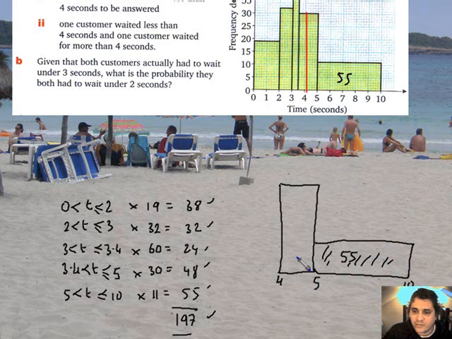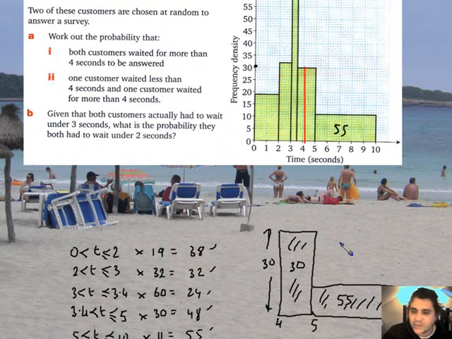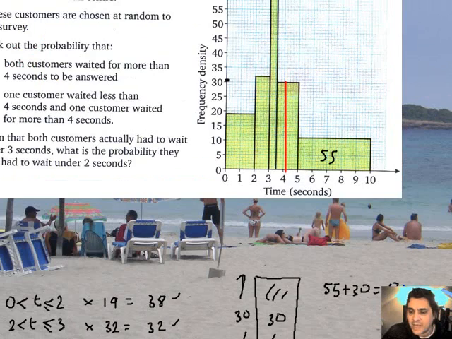Now I've got a bar width of 1 there and a frequency density of 30, which I'm reading off here. There's my 30 that matches that part of the bar. So 30 times 1 represents another 30 people. So we're looking at a total of 55 plus 30, which is 85 people who took longer than 4 seconds to be answered.